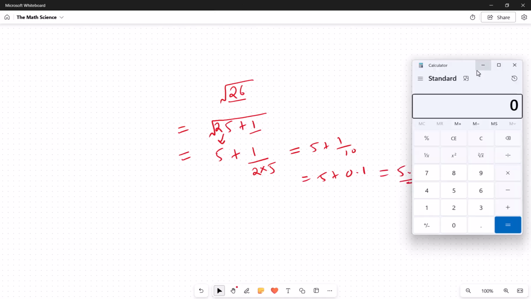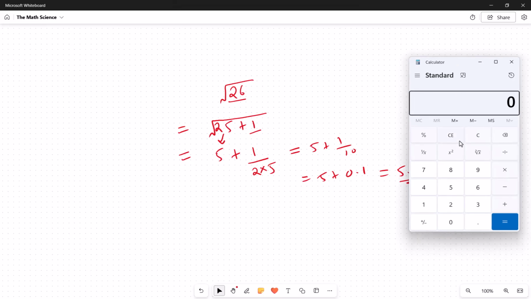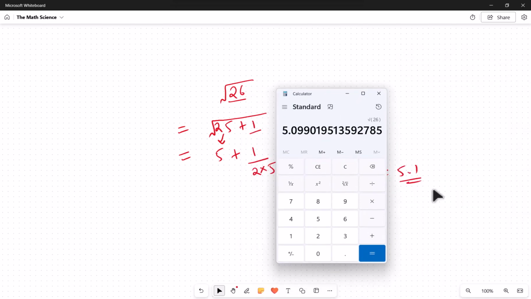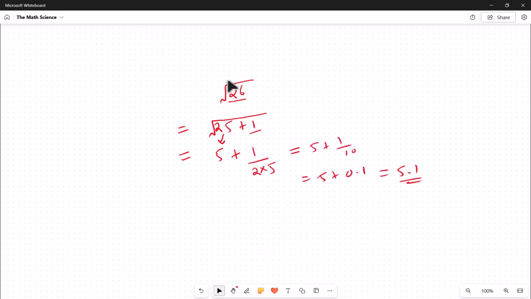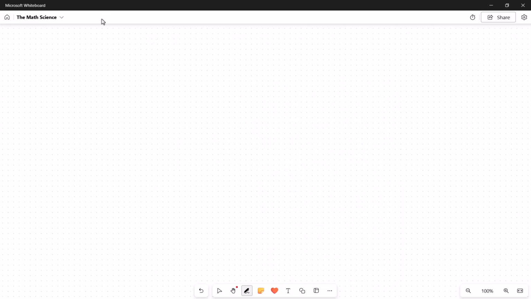And if we calculate it using a calculator, let me do it real quick. So let's just calculate the square root of 26. We will get 5.099. So this approximate value is really close. Now let's do another one. Let's do 108.